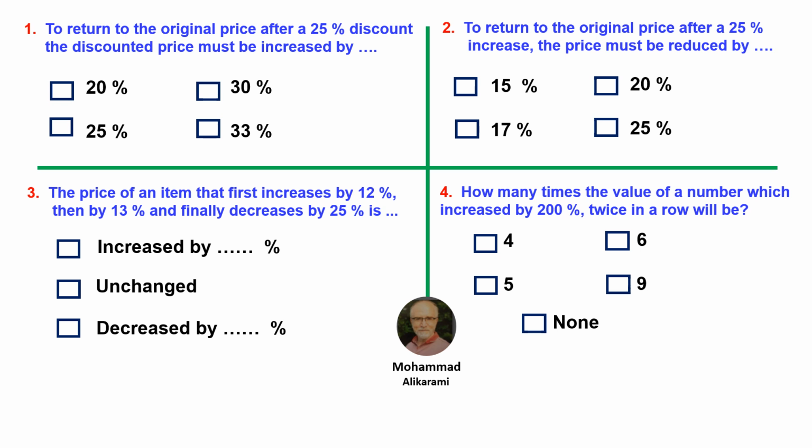And the fourth case, we increase the value by 200% 2 times in a row, and we want to see the result.